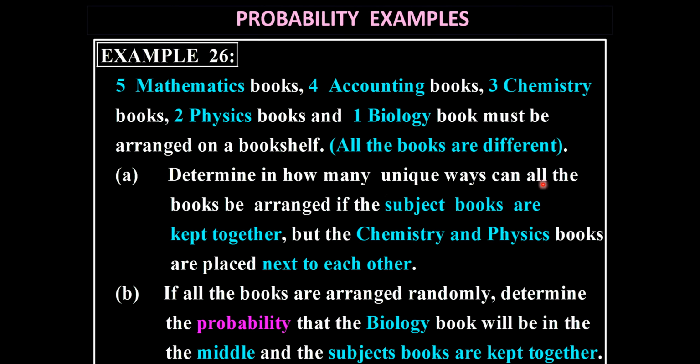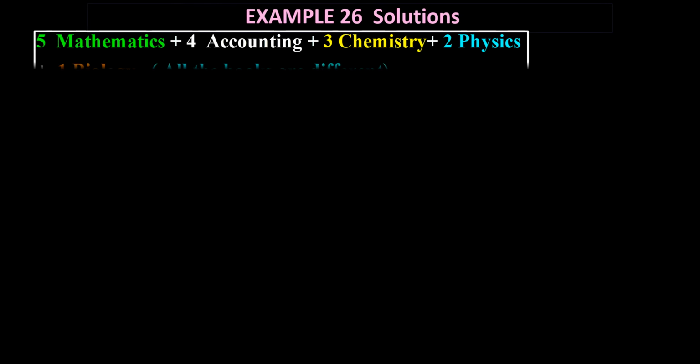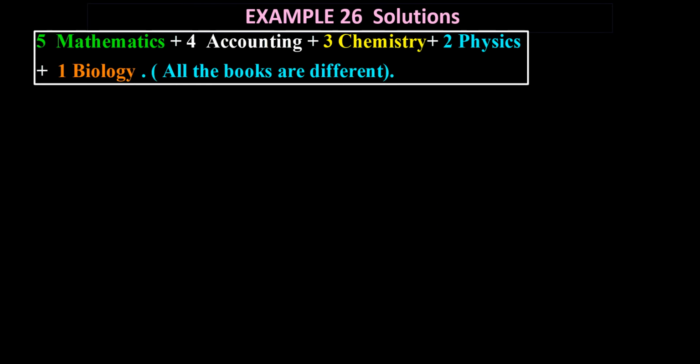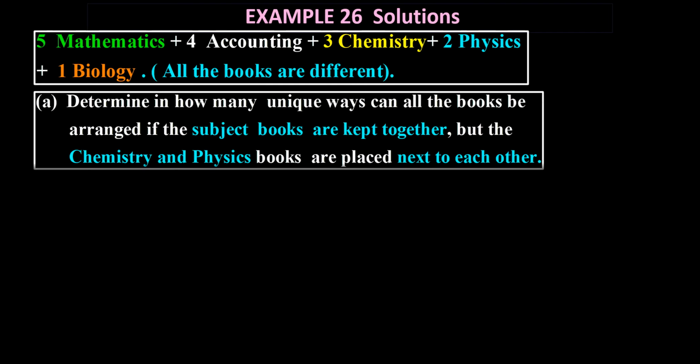Determine in how many unique ways can all the books be arranged, but they want to keep the subject books together. They don't want the books mixed, a maths book and then accounting. Keep all the maths books together, all the accounting books together. And then we have a question here on probability. So let's look at the first one here. So that's just our information, and we remember the books are different, okay?